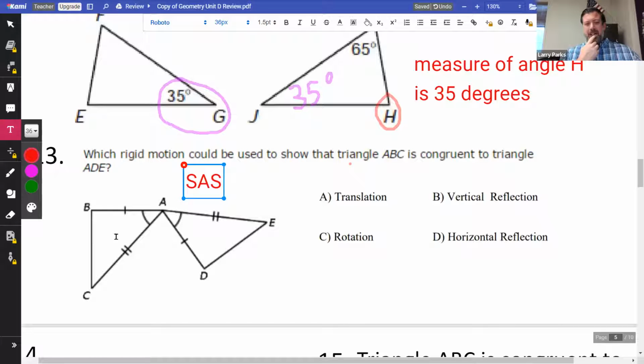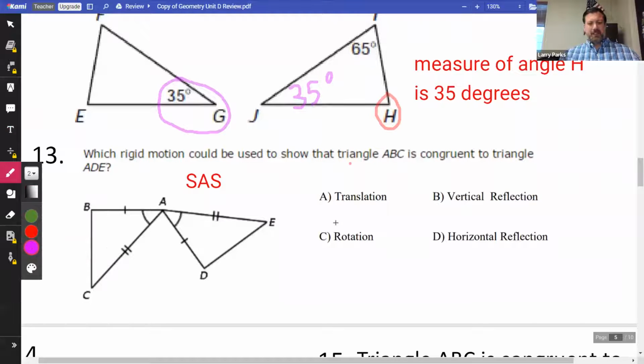Reflection. Now, if this side was equal to this side, then I would call that a vertical reflection. And then horizontal reflection would be this way. So it's not vertically reflected. It's not horizontally reflected. It looks like it's rotated 90 degrees because this ends up here. So I would say this is a rotation.